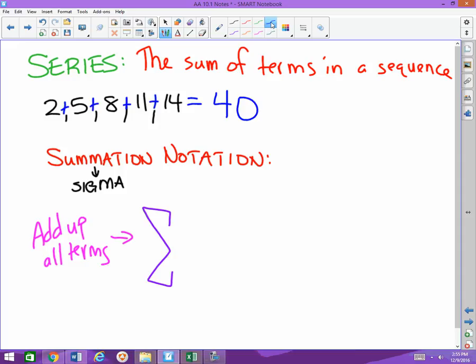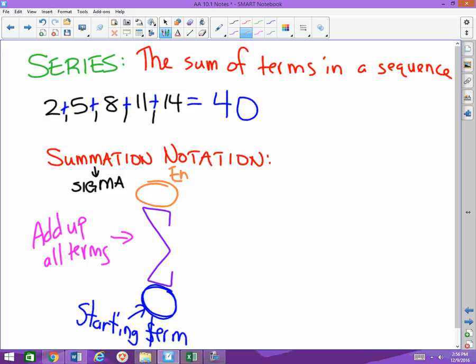When you see the sigma symbol, there will be something down here. That would be your starting term. You will also see something up here. That is the ending term. And then here will be some type of an expression.